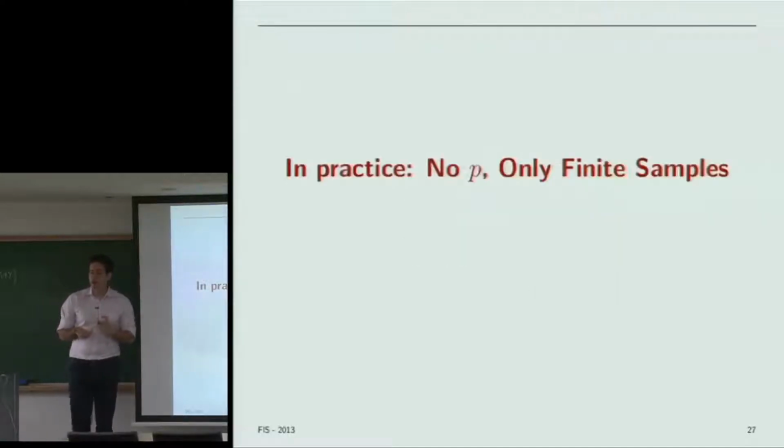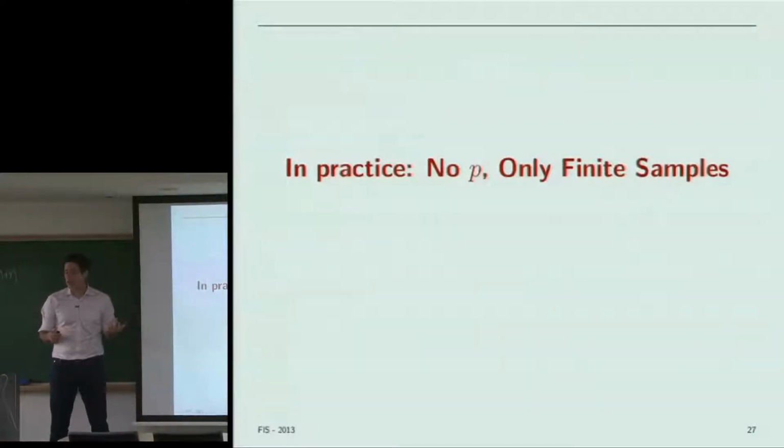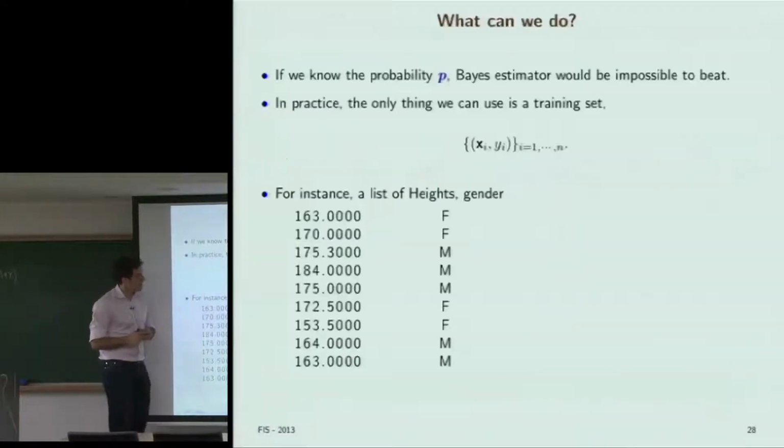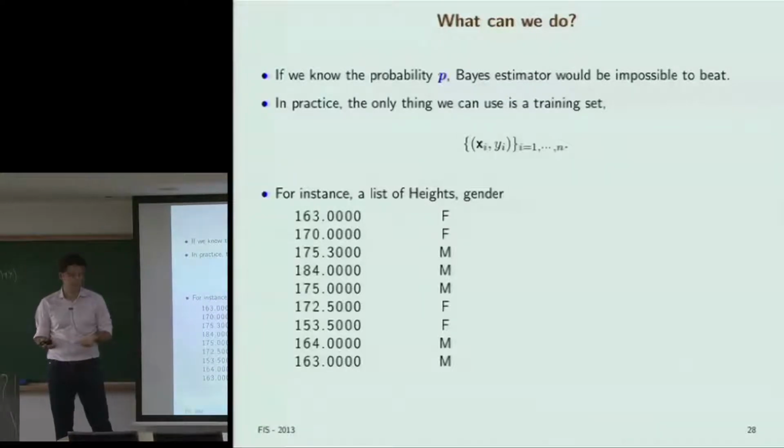So what happens in practice? In practice, none of this happens. We never have the probability. We never have the real probability p. So everything that I've been discussing so far is basically fiction. What happens in practice is that you only have access to finite samples. Again, if we knew p, then we cannot beat the Bayes estimator. But we never know p. In practice, the only thing that we have is a training set. It's just observations. We can have a very large number of observations, but that's the only thing that we have access to.